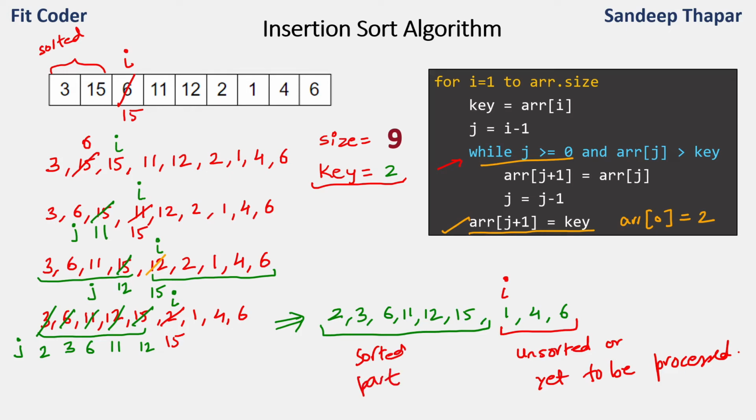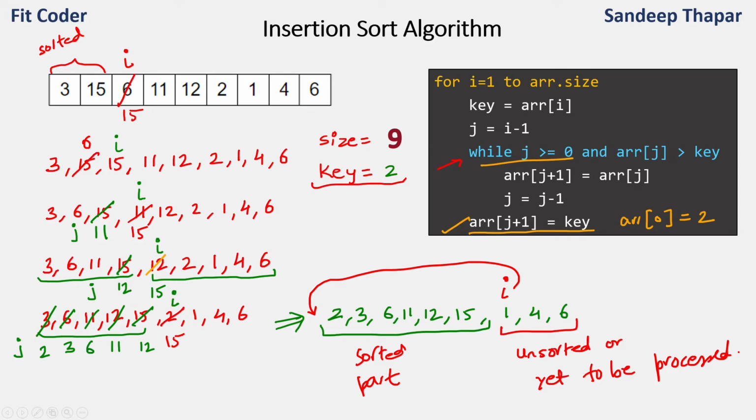So in the next step, we'll again place 1 in the correct position. So 1 will come at the 0th index of the array. And then in the next iteration, we'll pick 4 and 6. So in each step, we are picking one value from the unsorted part and placing it in its correct position in the sorted part. So that is how this insertion sort algorithm works.